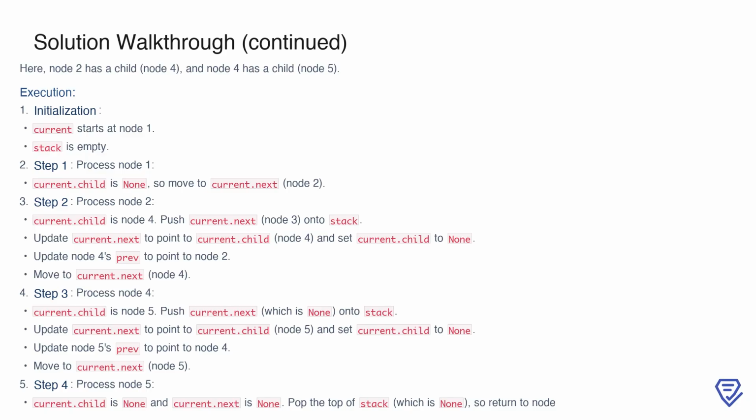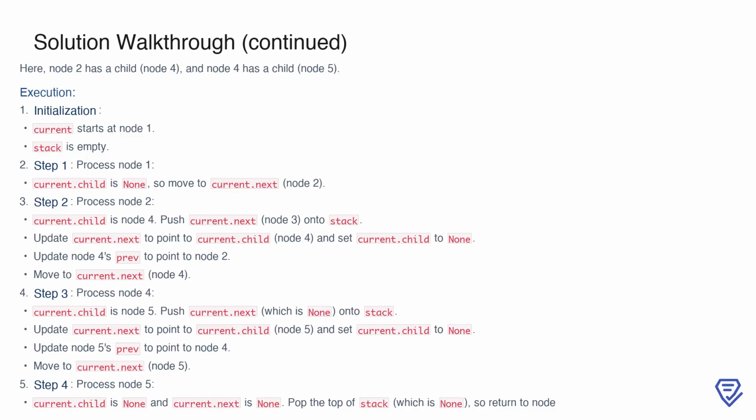To handle this, we push current.next, node 3, onto the stack. Then, we update current.next to point to current.child, which is node 4, and set current.child to none. Additionally, node 4's previous is updated to point to node 2. Moving to node 4, we find that current.child points to node 5. Here, we push current.next, which is none, onto the stack. Next, we update current.next to point to current.child, which is node 5, and set current.child to none.